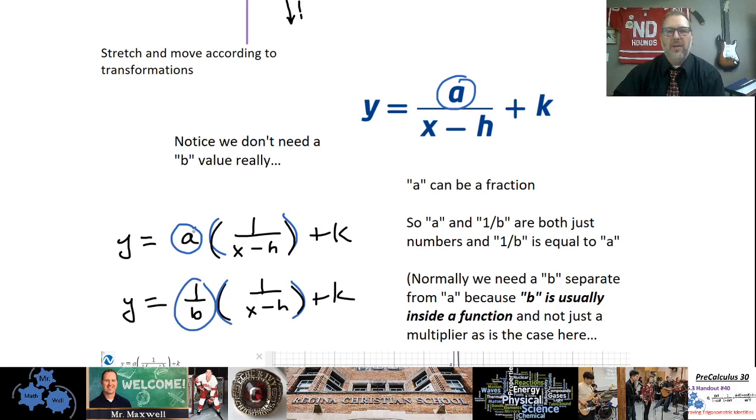So what does that mean? Well, that means that a and b are almost like a combined constant on their own. Or a could be equal to 1 over b. Like I say, b is normally inside a function, and it's not treated the exact same way as a, but in this case, it is. So we just need the one a, okay?